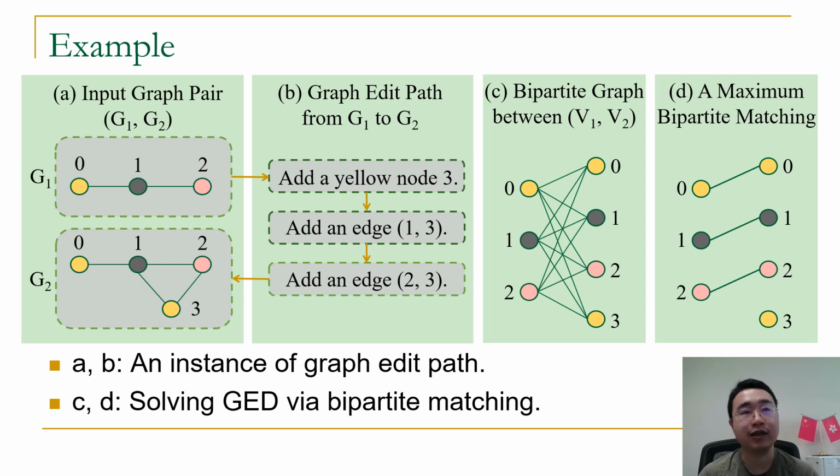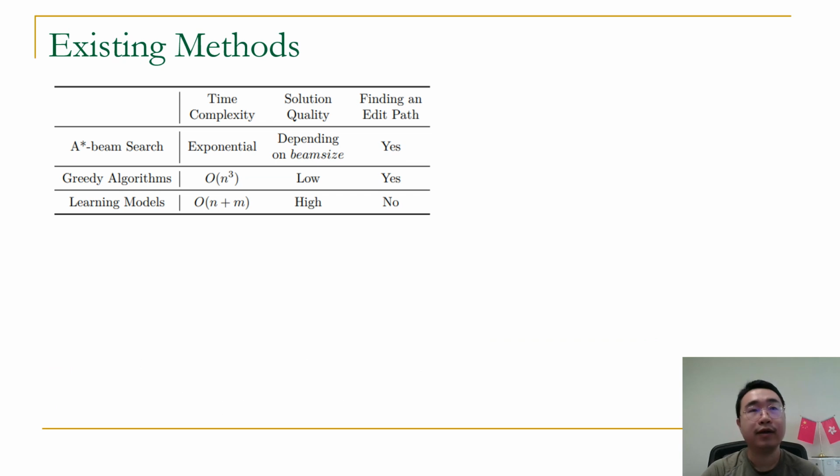Since the final target is to make G1 isomorphic to G2, there is a node matching relation between G1 and G2 behind the edit path. In practice, all exact search algorithms explore the solution space by enumerating node matchings instead of edit operations. In general, existing methods can be divided into three categories. Compared to the standard A-star search algorithm, A-star beam search uses an extra parameter, beam size, to control the maximum number of nodes in the queue.